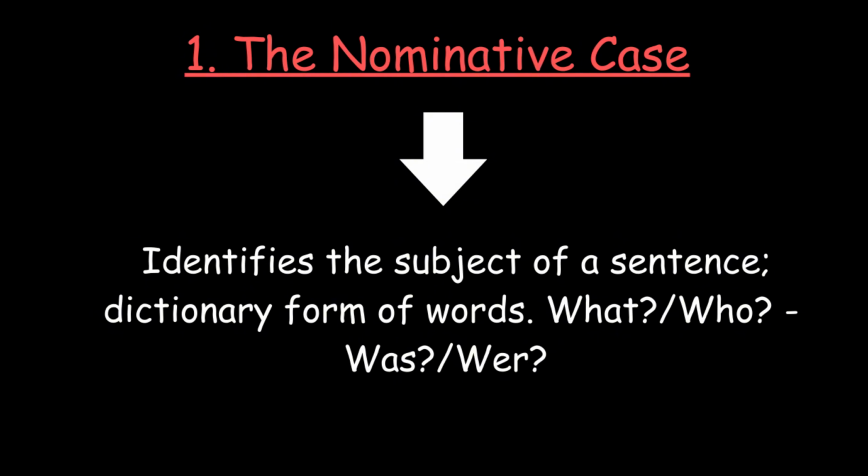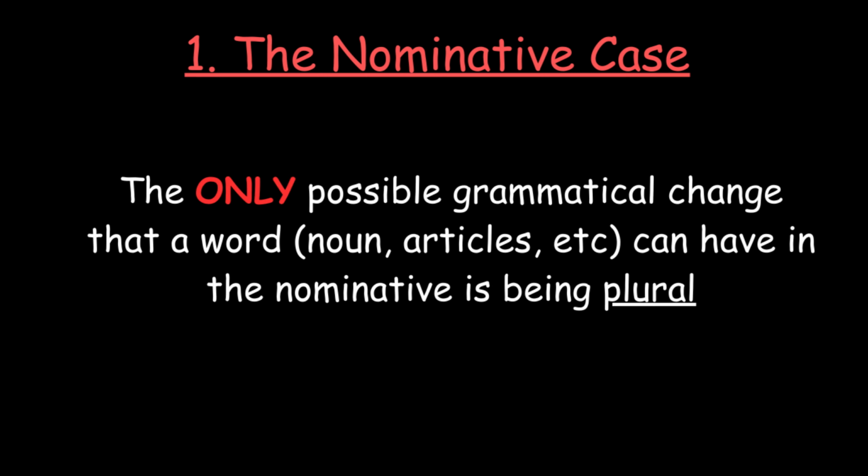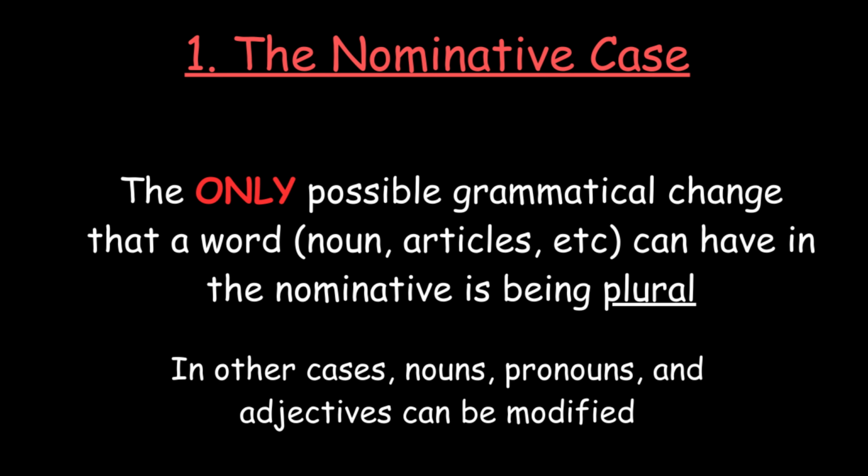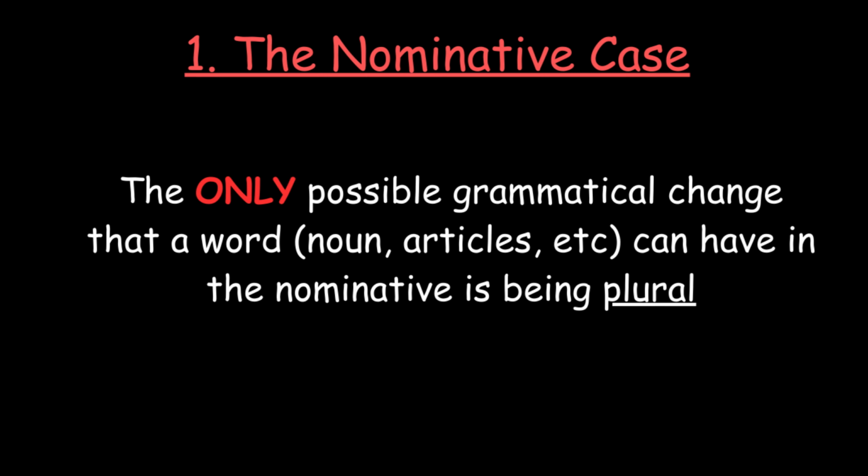Because it is the first German case, it's easy to spot a nominative sentence, because by knowing what or who the subject is, the sentence will be nominative. Hence, it's the dictionary form of words, so a nominative word is expressed how it should be. The only possible grammatical change that a word can have in the nominative is being plural, such as nouns and articles. In other cases, nouns, pronouns, and adjectives can be modified, but those will be explained separately in future videos. For now, let's focus on the nominative.